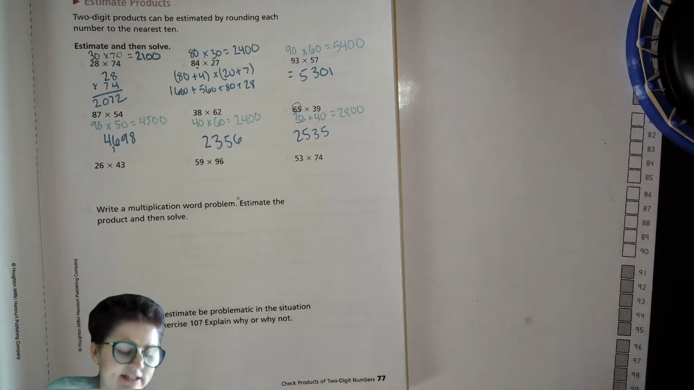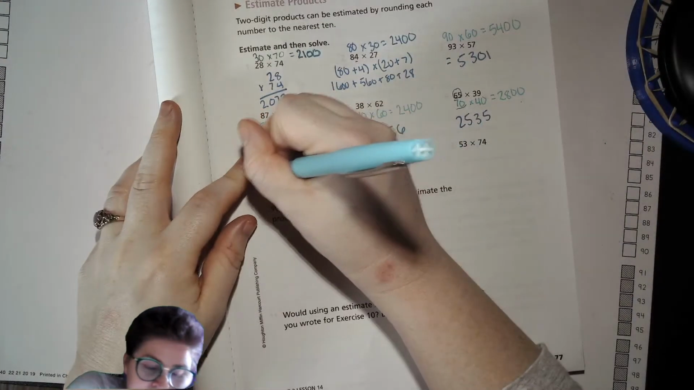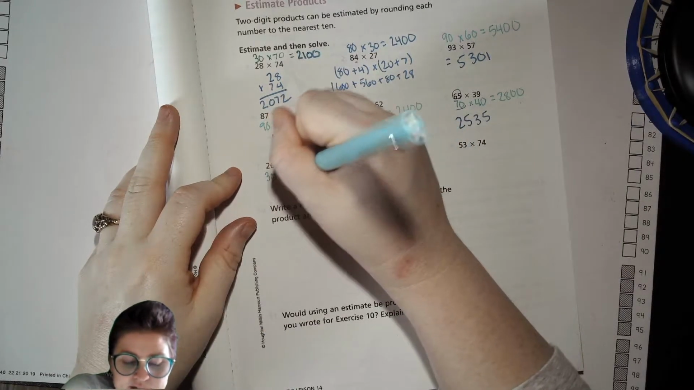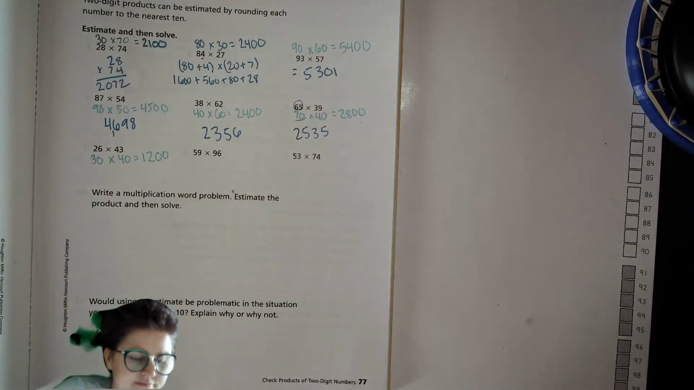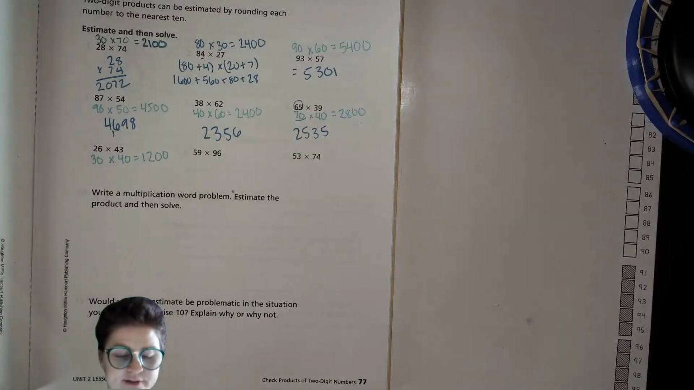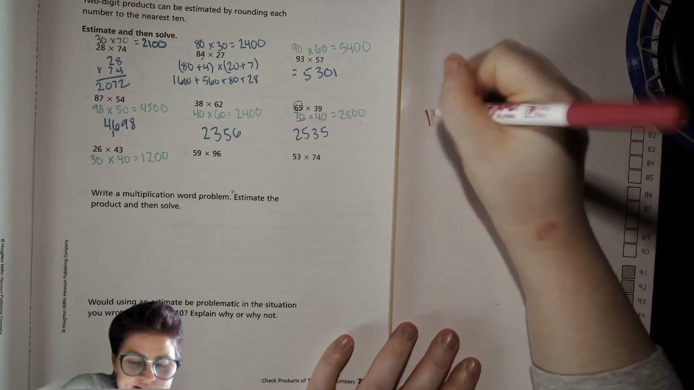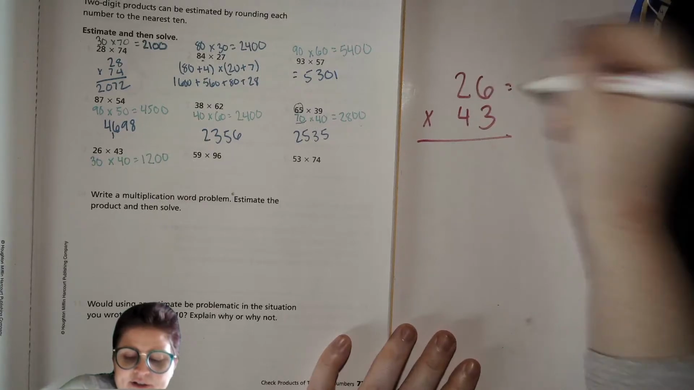26 times 43. What's that 26 round to? 30. And what's that 43 round to? 40. That should be 1,200, right? Now let's go ahead and multiply the real deal. 26 times 43.